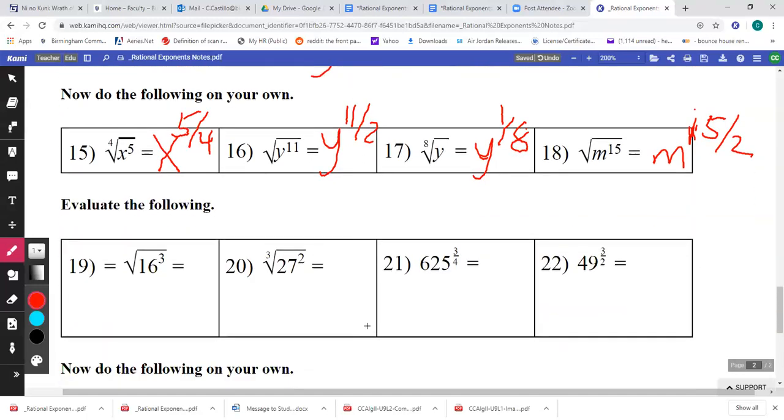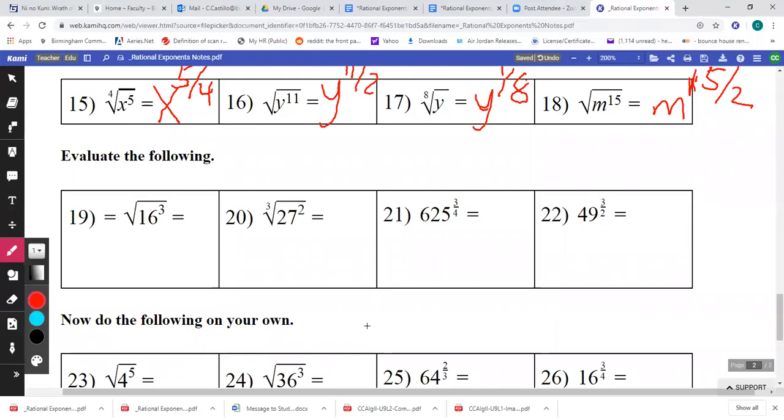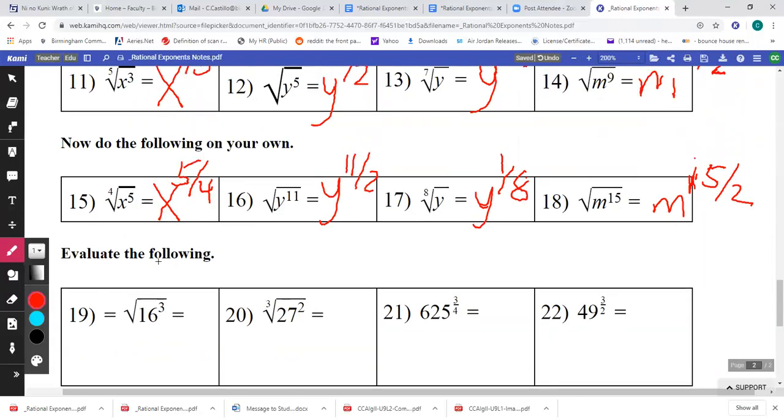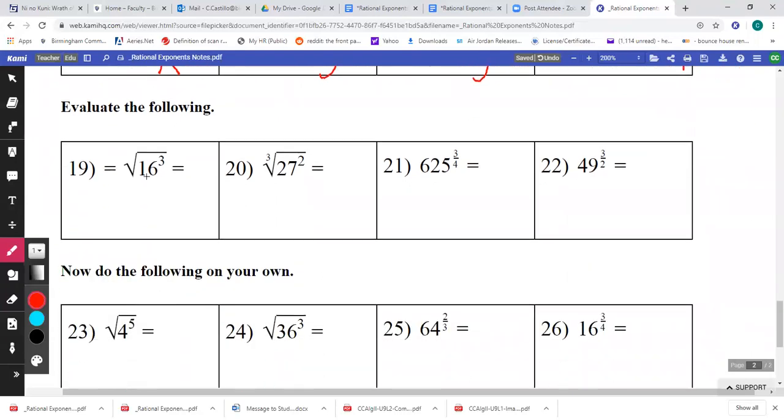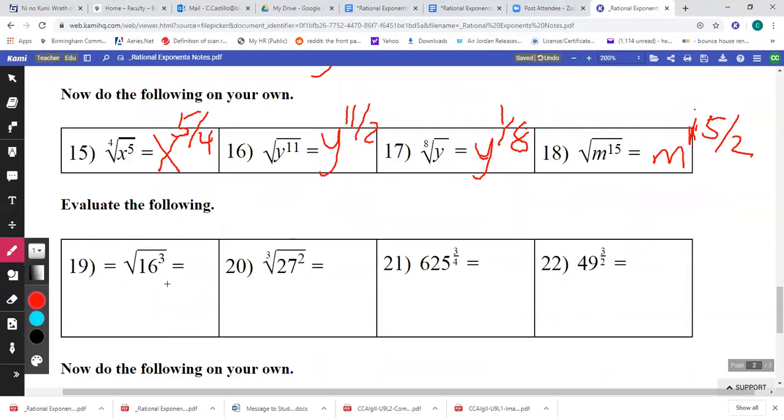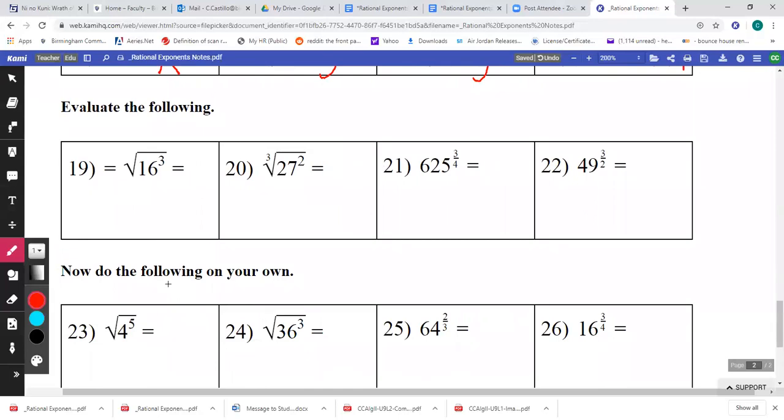Okay, the last topic, or I mean, it's still the same topic, but now we are actually going to evaluate when we actually have numbers there instead of just variables. So let's look at number 19. And I have this in radical form. And there's not supposed to be an equal sign there.